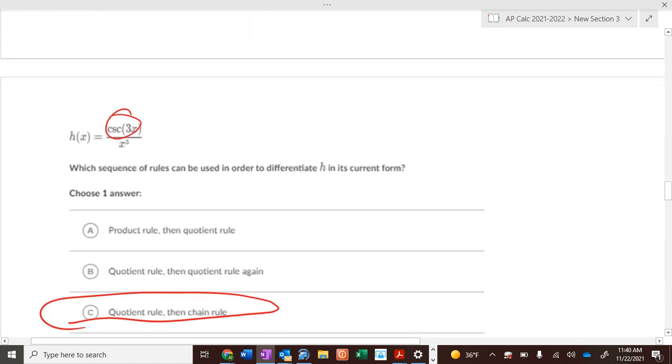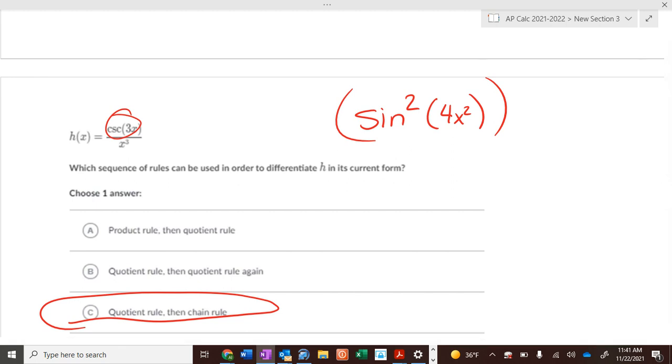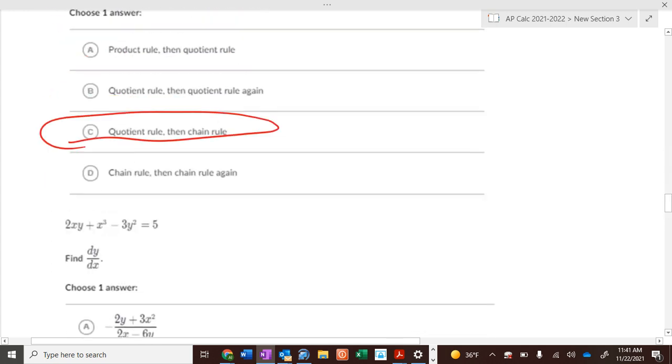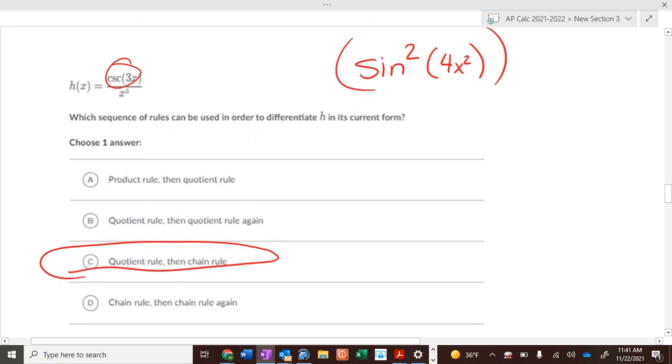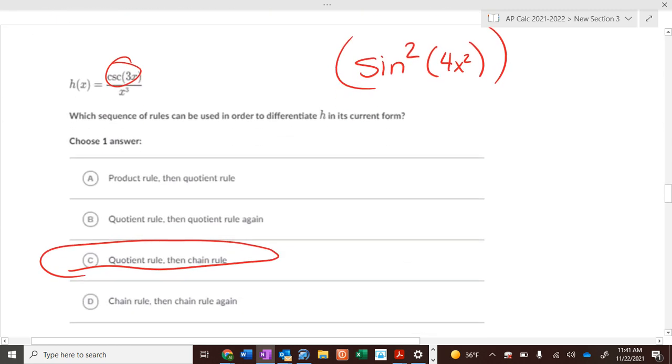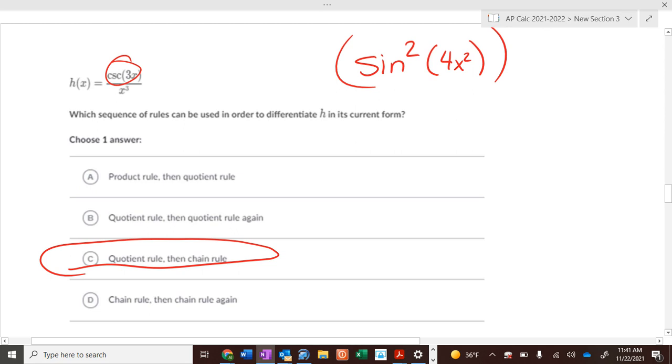Okay, let's do another one of them. What would that be? Chain. No, I got it for sure. Okay. Why can't the other one be chain then? It's not an option. You kind of have to do quotient first in this case, yeah.